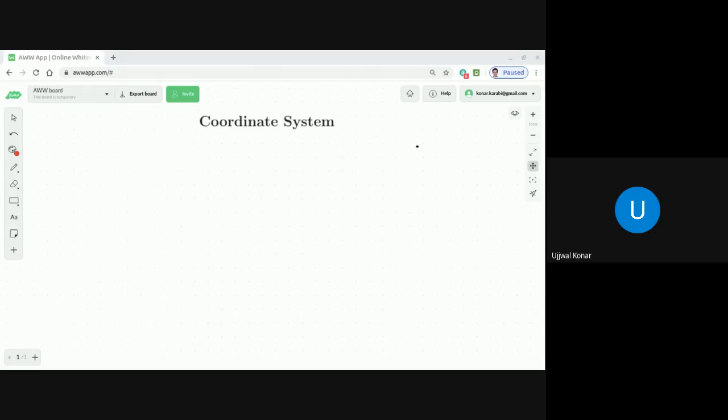Now, in general, there are two coordinate systems, we know. One is called the Cartesian coordinate system, and another one is called the polar coordinate system. Okay. So if I keep the note in front of you, it looks like this.